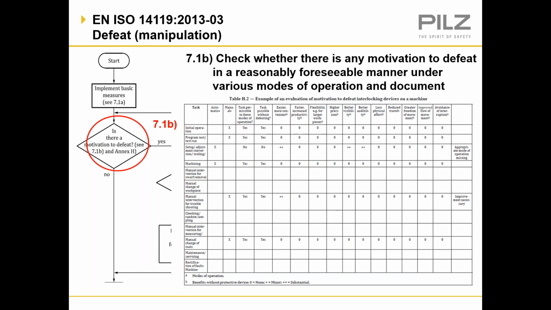7.1b, check whether there is a motivation to defeat in a reasonably foreseeable manner under various modes of operation, and document. So this chart here will give you various modes and tasks, and you can use this really to evaluate the motivation to defeat the interlocking devices on the machine.